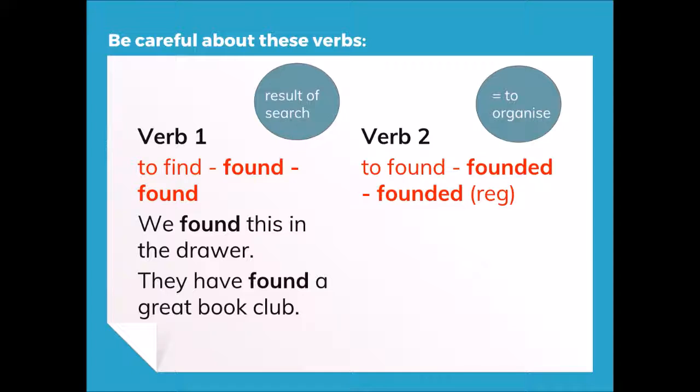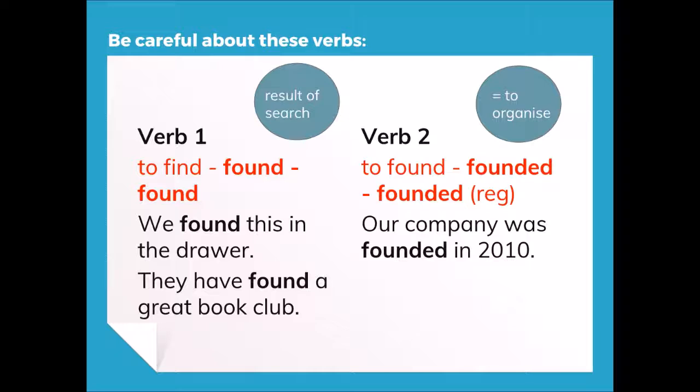Okay, so found: the second and the third form of to find, but to found is the first form of a verb which means to organize. And it's regular, so in the past we will be using founded. So our company was founded in 2010, or he has founded a book club. He didn't search for it, he didn't find it, but he organized it himself. So the second, the third, and the first, don't mix them up, please.